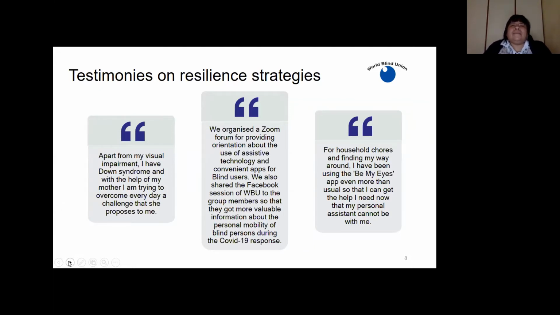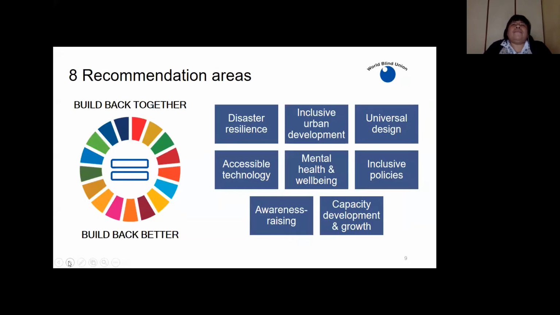Please, next slide. We have now some key recommendations produced in this report after compiling the main challenges, all the testimonies, and also the resilience strategies. First is build back together, build back better. We don't need to build back isolated. We need to work as a team, and we need to build back better. Disaster resilience, inclusive urban development, we need to advocate with a new urban agenda. Universal design, we also need to advocate for universal design.